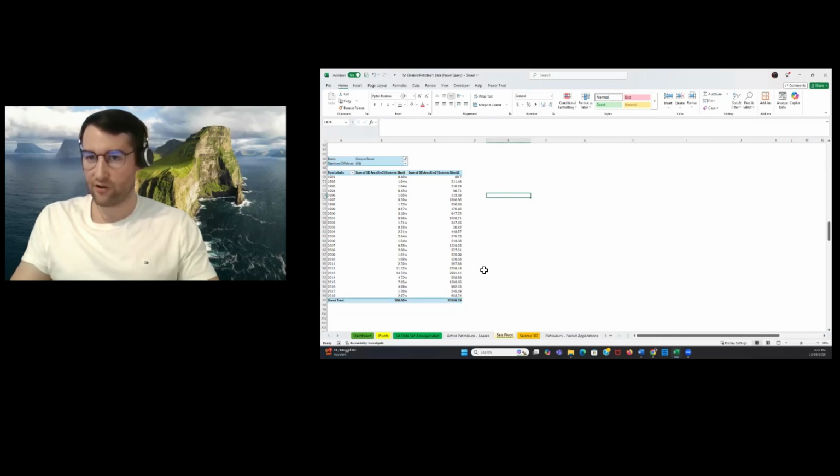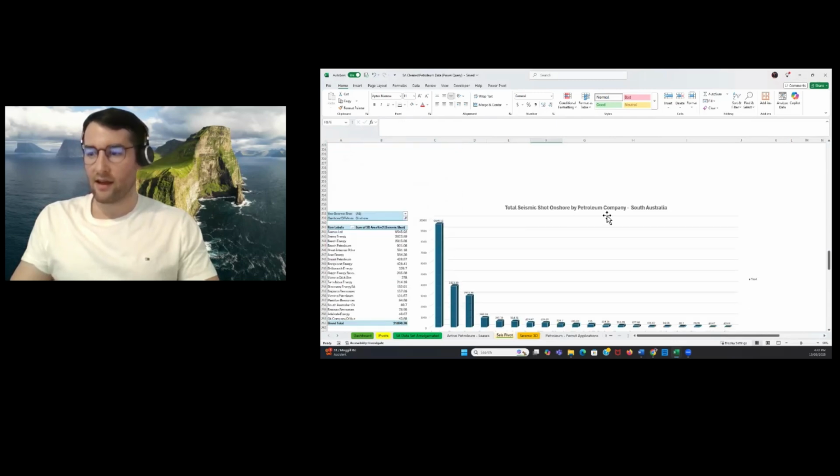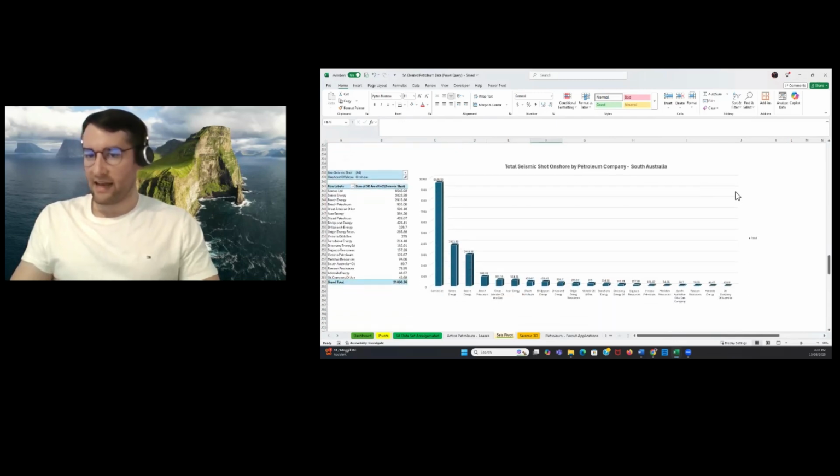Okay, so 20,308 square kilometers of seismic has been shot here. So if I'm looking at the difference down here, I can go, okay, well, once again, pretty much the same as what I was just looking at. 2001 here was a pretty solid year for them. 97. Okay. All right.